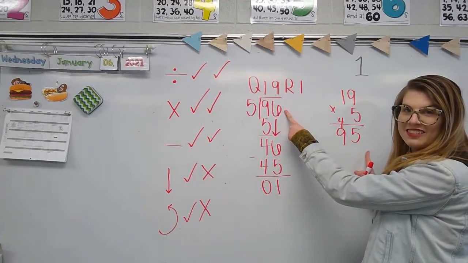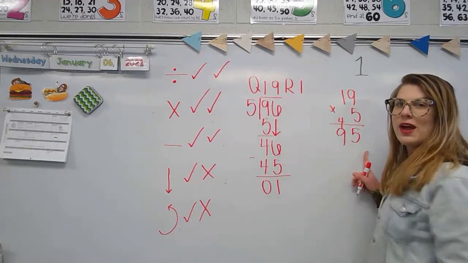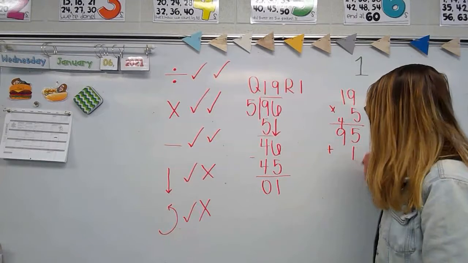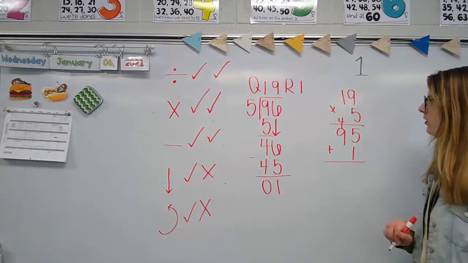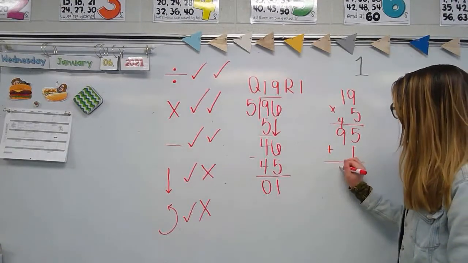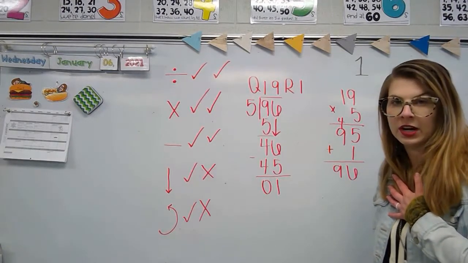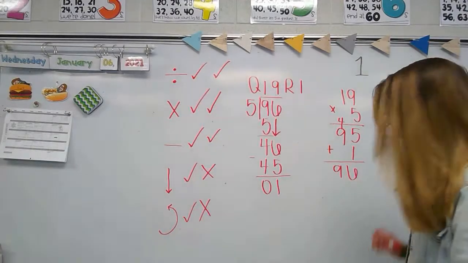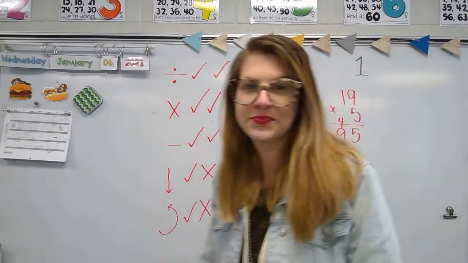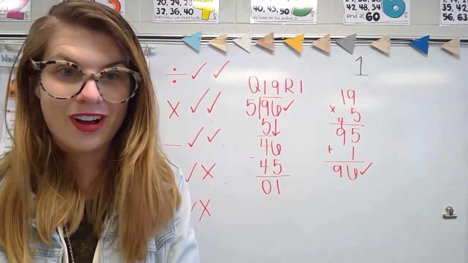These don't match unless I take my remainder. Whenever you have a remainder, you add it to what you multiply. So since my remainder is 1, I'm going to add 1 more. 95 plus 1 is 96. And whew, I got scared for a second there. But we match. We're looking good. 96.